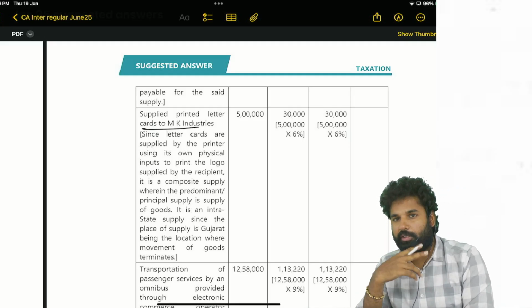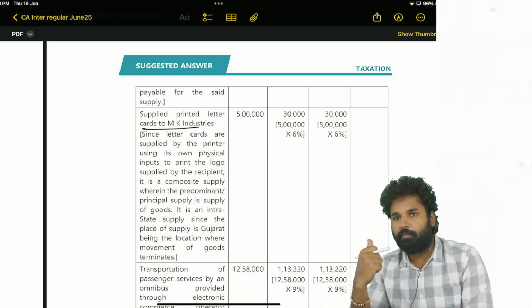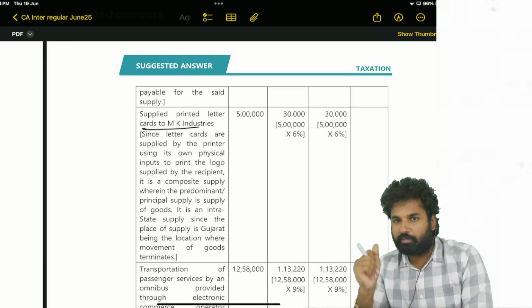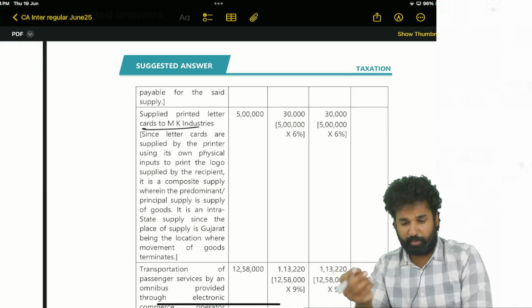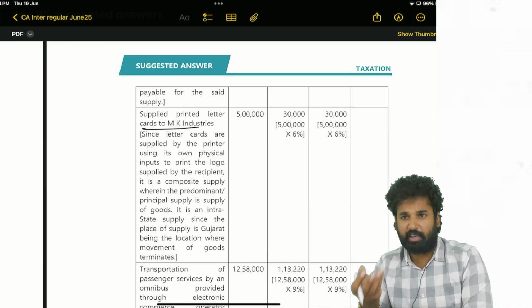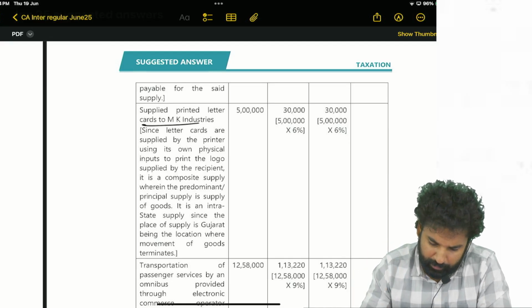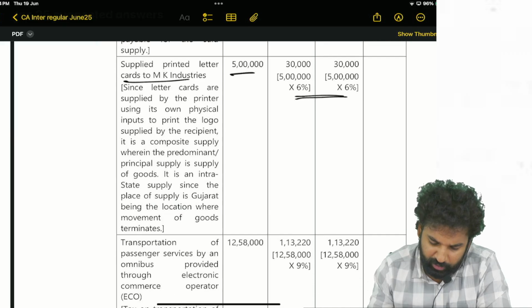Printed letter cards. Clarification we have seen. Goods only, no. So whenever there is a brochure, likewise, that will be supply of service. Whenever it is a napkin or tissue papers, letters, cards, envelopes, then it is supply of goods. So this is supply of goods. That's why 12% rate of GST, intrastate GST.